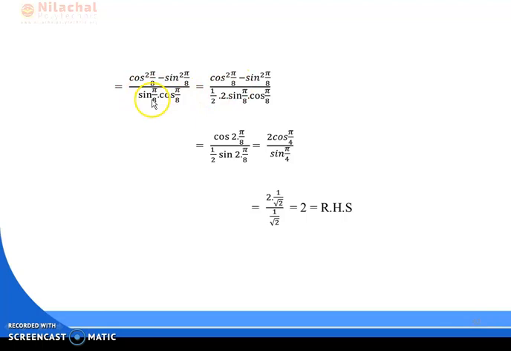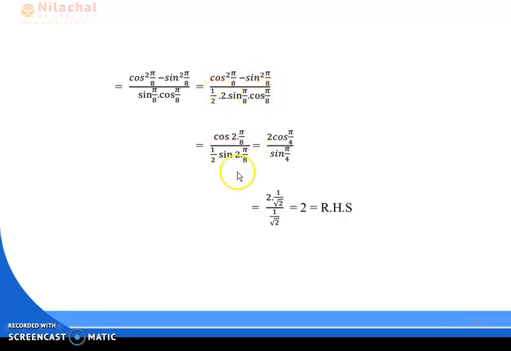What do you get? Sin pi by 8 into cos pi by 8. In the numerator, cos square pi by 8 minus sin square pi by 8. We know that cos square theta minus sin square theta equals cos 2 theta. Here also this formula format is present: cos square theta with theta as pi by 8, and sin square theta with theta as pi by 8. In the denominator we need a 2. If you multiply by 2, then you should divide by 2. So this is the formula 2 sin theta into cos theta.